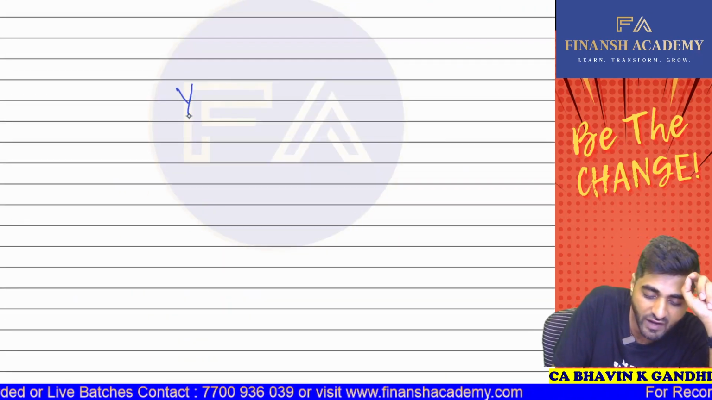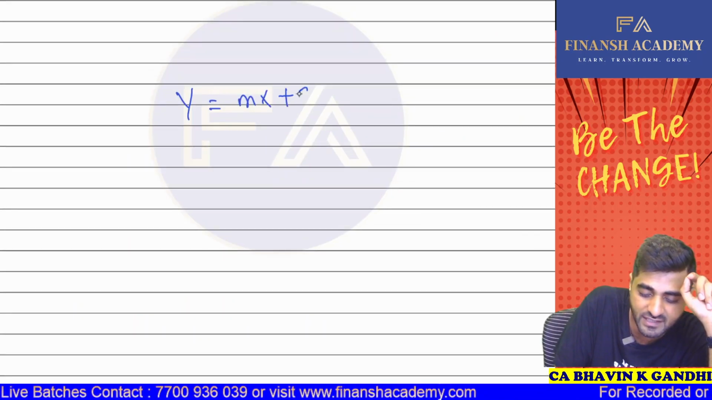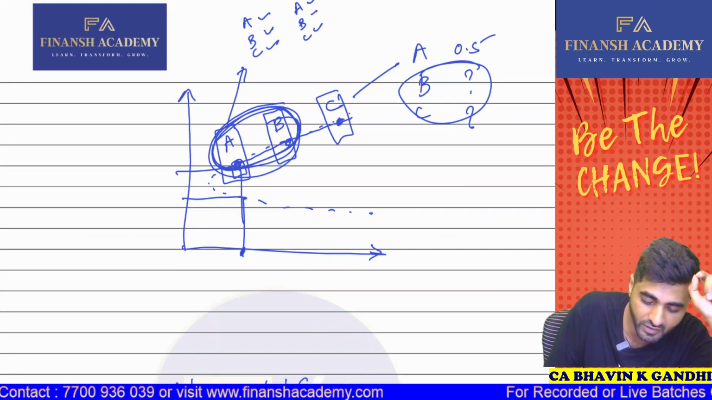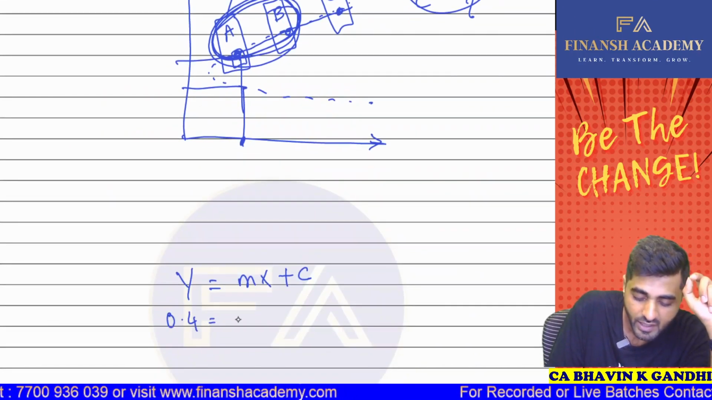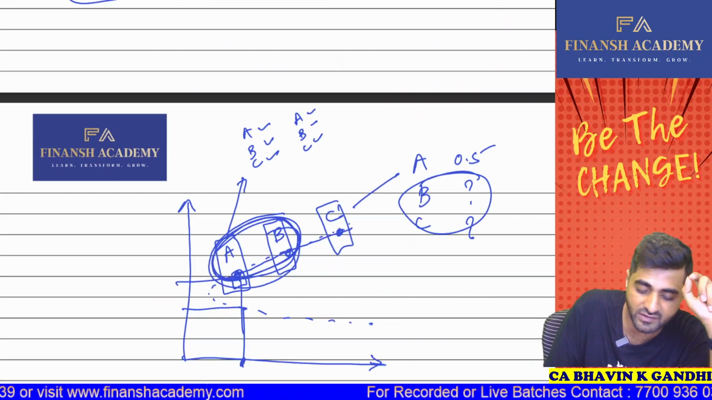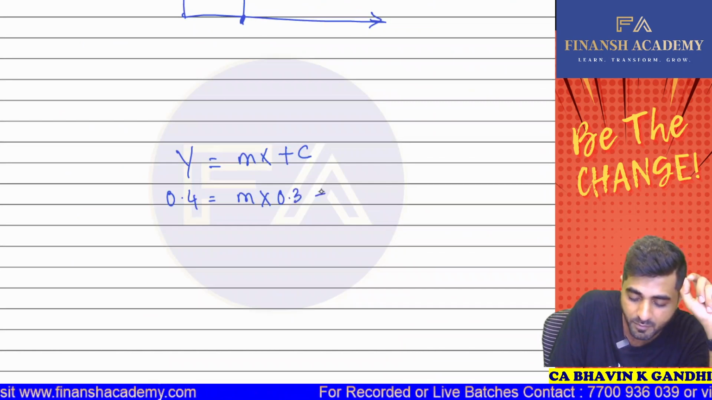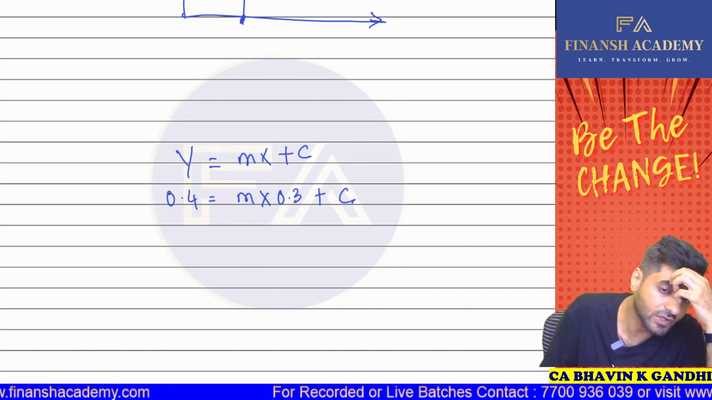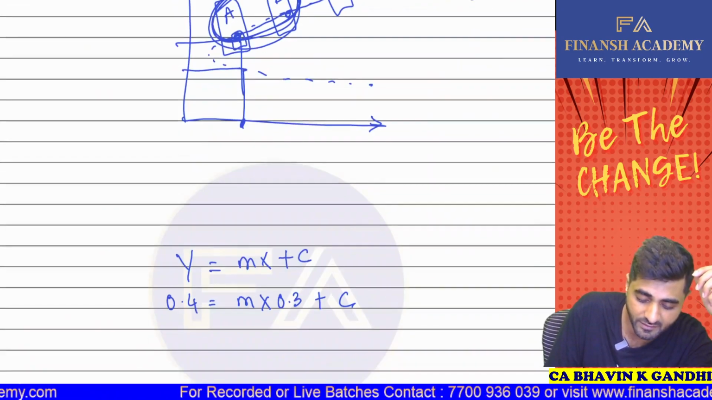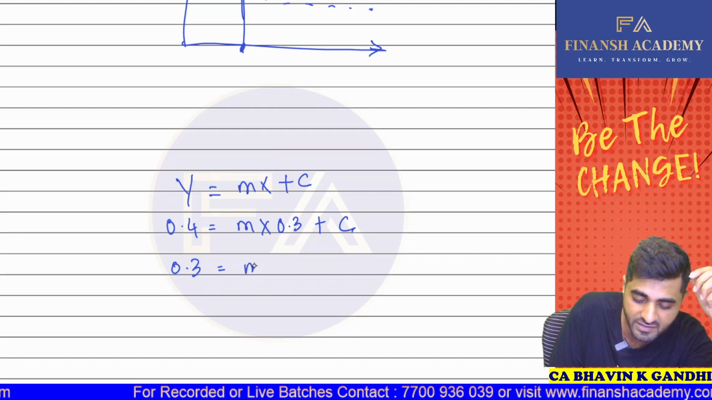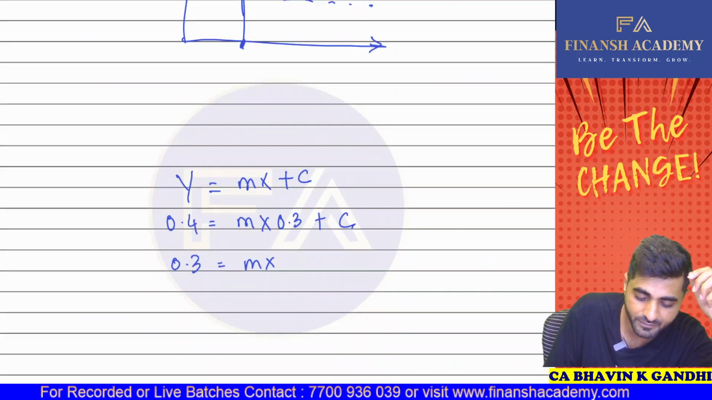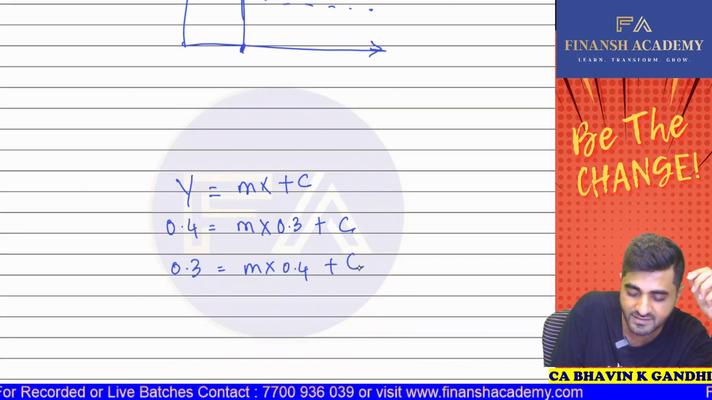So what is y equal to mx plus C? Your y is, let's say, weights of B, which is 0.4. So let 0.4 be equal to m into x, where x is 0.3, plus C. Similarly, this y is 0.3, so let 0.3 be equal to m into x, where this x is 0.4, plus C.